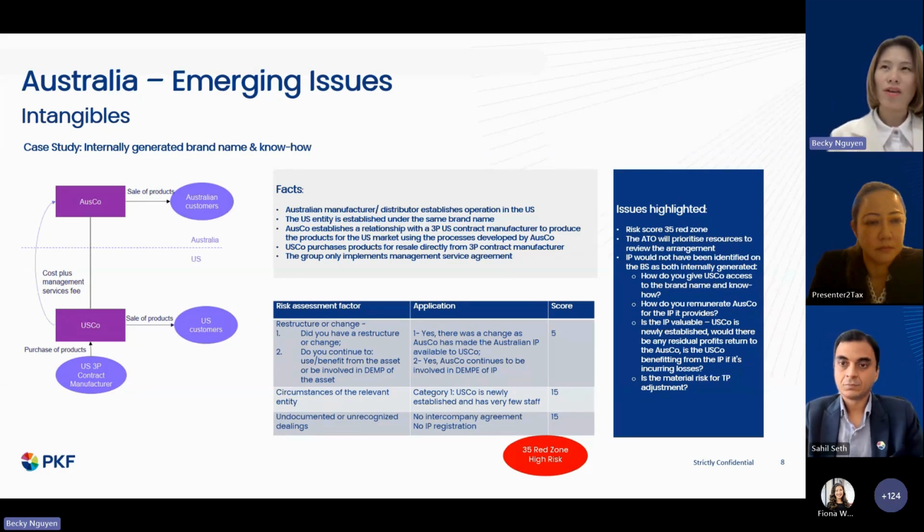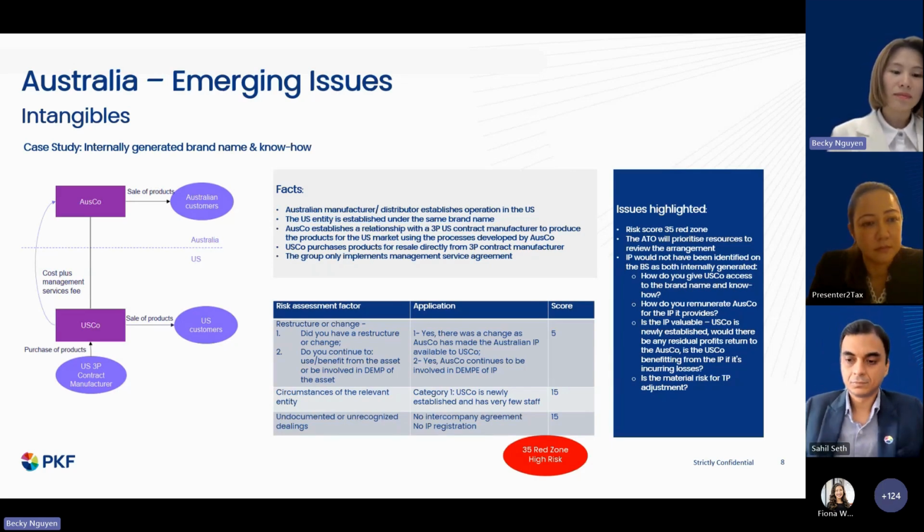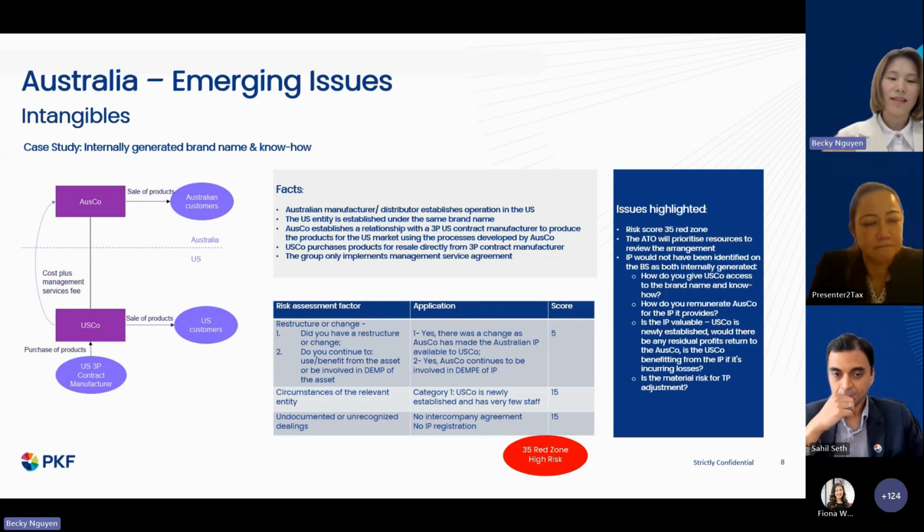And there are several key questions that taxpayers will need to answer if the transaction is classified under high-risk transactions. One of the questions they need to ask is, how does the Aussie Co give access to the intangibles to the US Co, whether it will be under a licensing arrangement or cost-sharing arrangement or any other form of compensation.